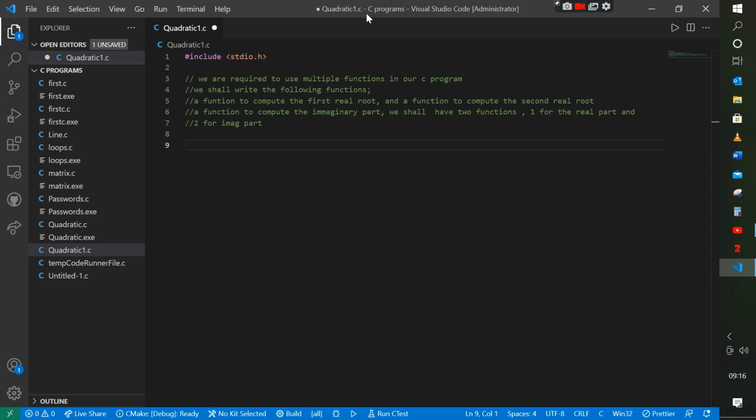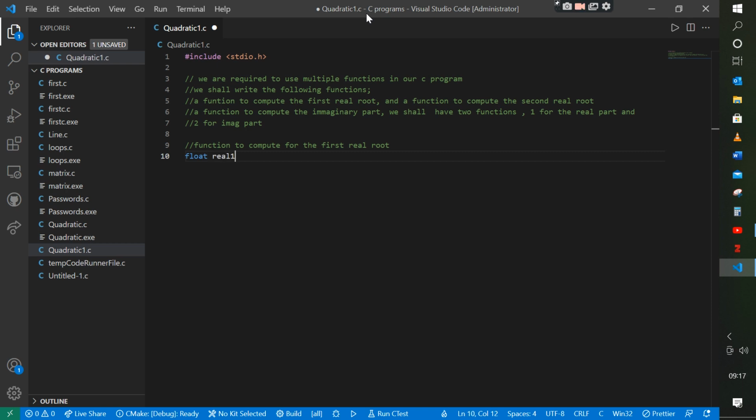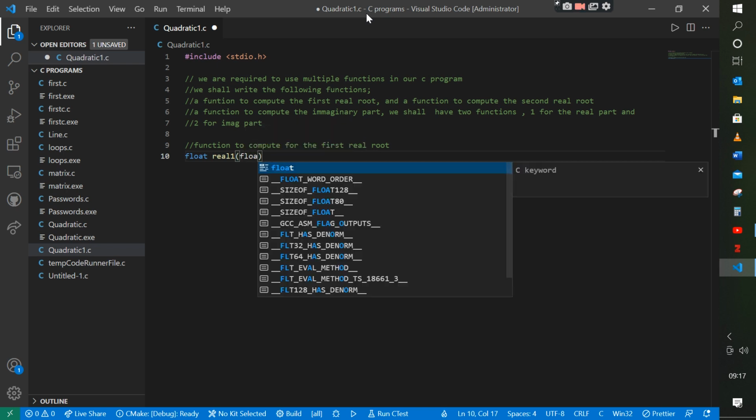Now I'll start right away with my functions. I expect my function to return a value, and that value is going to be a floating value. So the first function is to compute the real root. It is going to return a floating value, and you can call it o1. It's going to accept only 3 arguments: A, B, C.